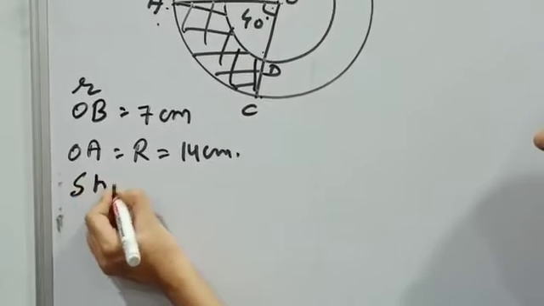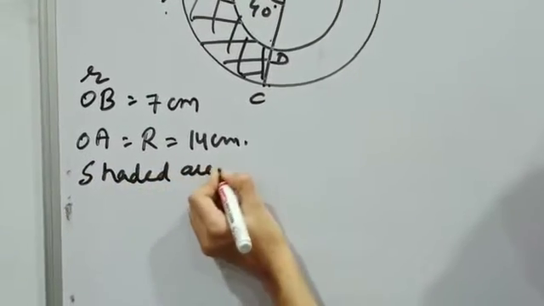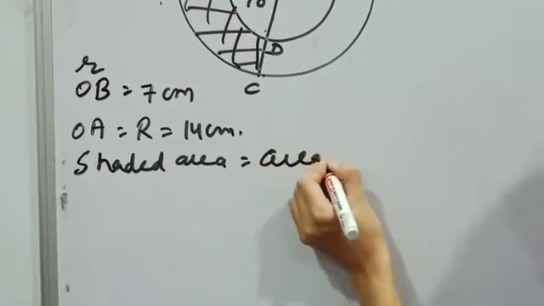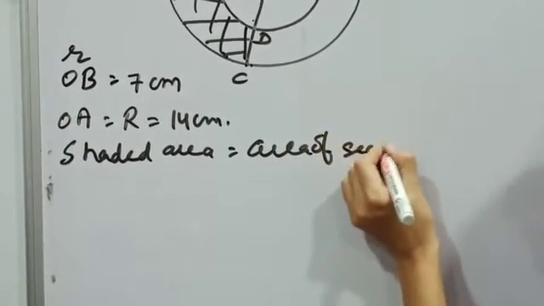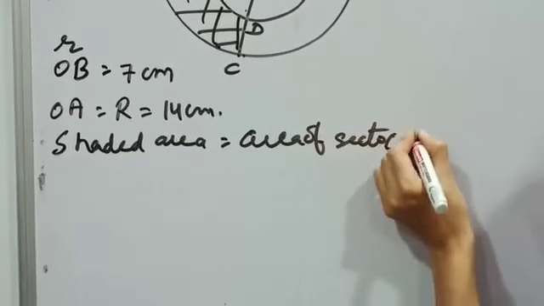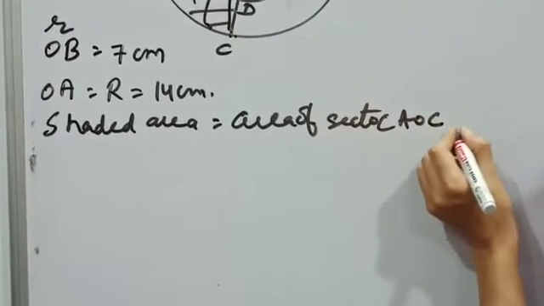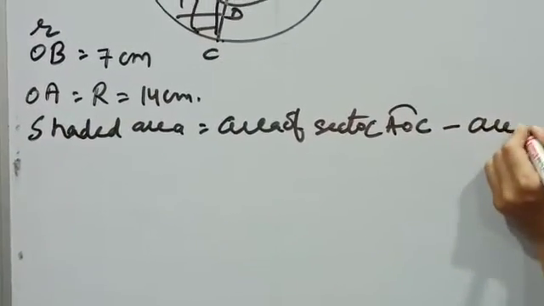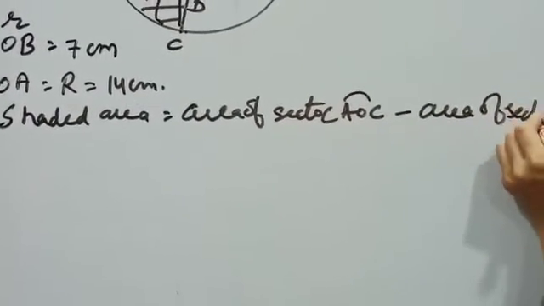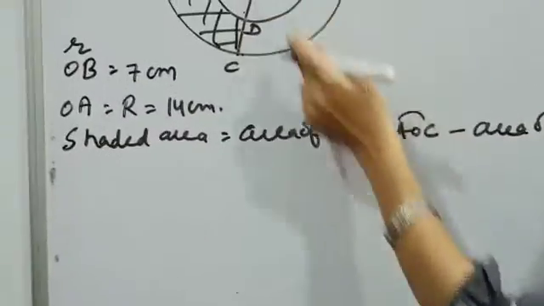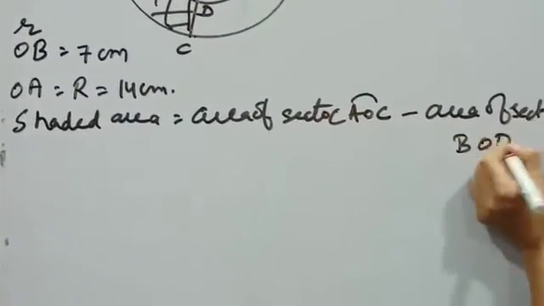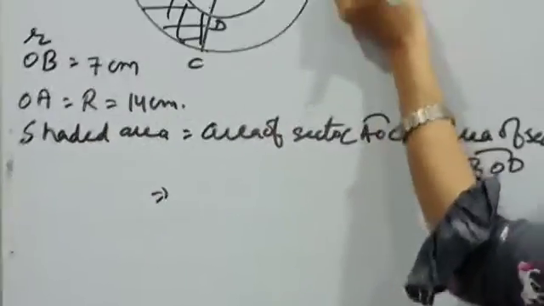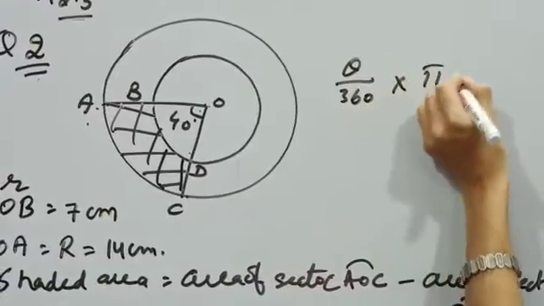So we will write here: shaded area is equal to area of sector AOC, this one, and then minus area of sector BOD, this one. Now what is the sector area formula? That is theta upon 360 multiplied by pi r square.